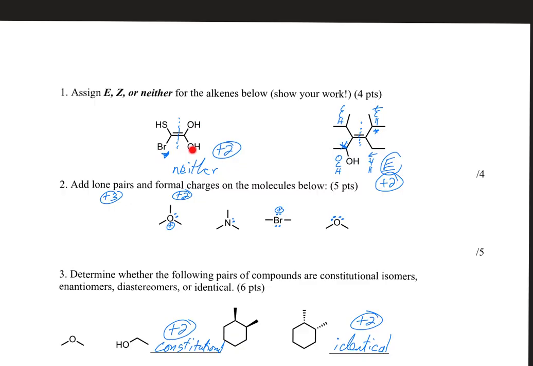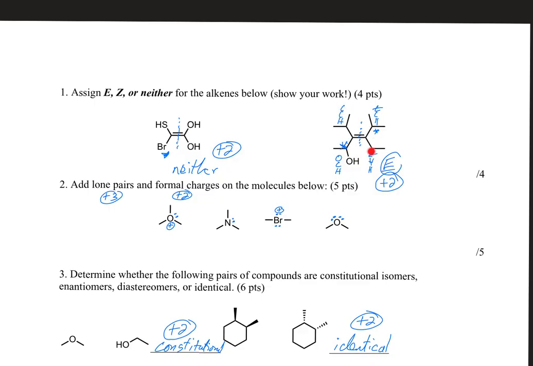Problem here, OH and OH are exactly the same. So that would be neither since you can't rank those. Now you go over here, cut it in half. Carbon to carbon, tied. Carbon is bound to an oxygen, a carbon, and an H. Carbon and a carbon and an H. This one has higher priority. Oxygen beats carbon. Start there.